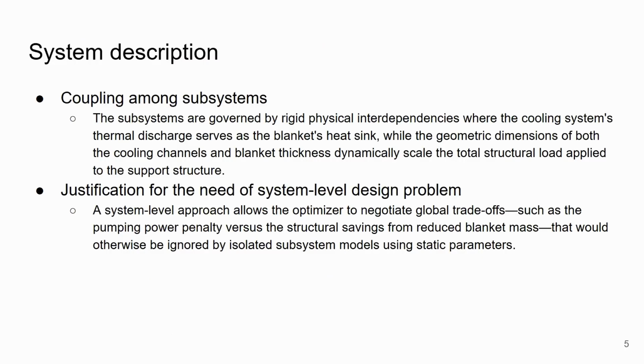The subsystems are governed by rigid physical interdependencies, where the cooling system's thermal discharge serves as the blanket heat sink, while the geometric dimensions of both the cooling channels and blanket thickness dynamically scale the total structural load applied to the support structure. A system-level approach allows the optimizer to negotiate global trade-offs, such as the pumping power penalty versus the structure savings from reduced blanket mass that would otherwise be ignored by isolated subsystem models using static parameters.